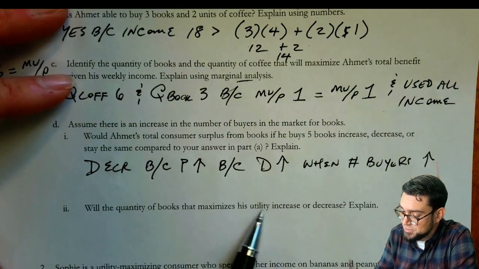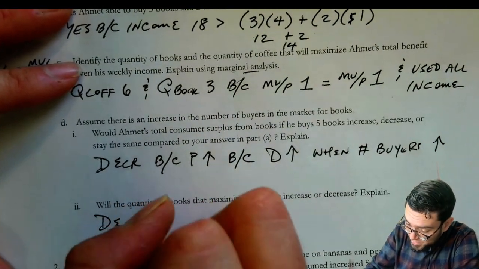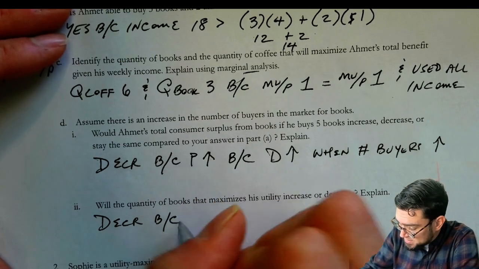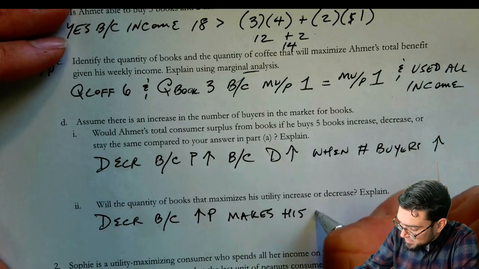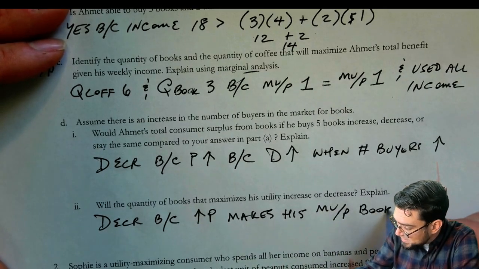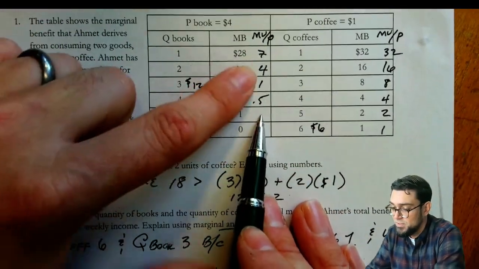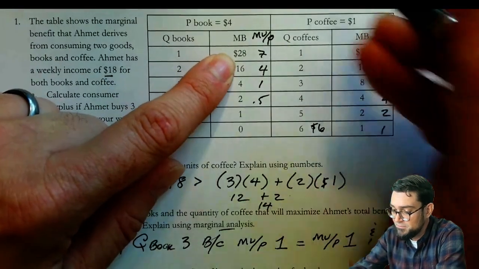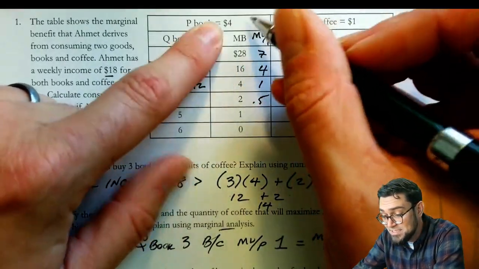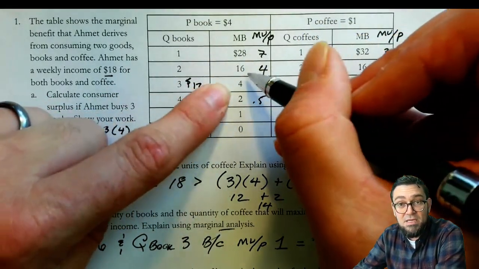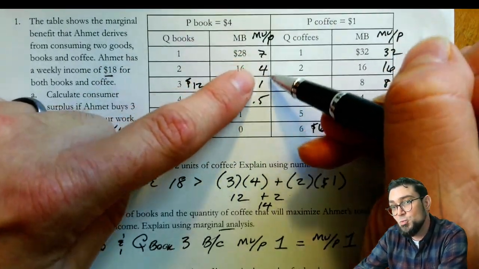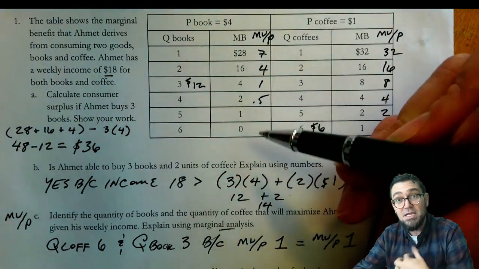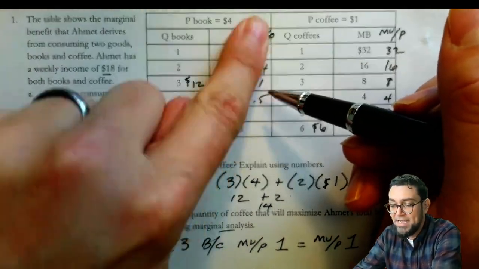Will the quantity of books that maximizes utility increase or decrease? It is going to decrease. Our explanation here is that the increased price makes his MU over P of books go down. The value per dollar of these books would fall as the price gets higher. Think if this price were higher, if it were 8 instead of 4: 28 over 8 is 3.5, 16 over 8 is 2, 4 over 8 is 0.5. By doubling the price of the books, we make each one's marginal utility per dollar go down. That's going to cause him to pull back on the quantity of books that he's consuming.